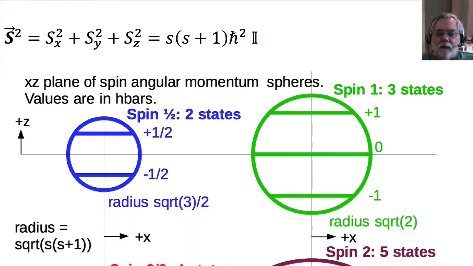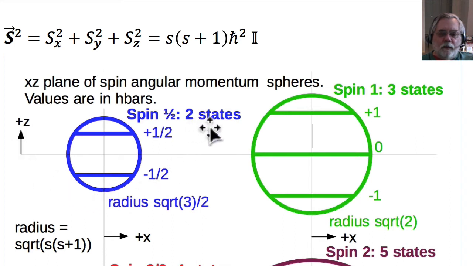Now, I'm not going to show this sphere as a 3-dimensional object, but what we're going to do is look at how the xz plane intersects that sphere. So this blue circle is the spin 1/2 sphere, but we're only looking at the portion of it that's in the xz plane. Horizontal is the x direction, vertical is the z direction.